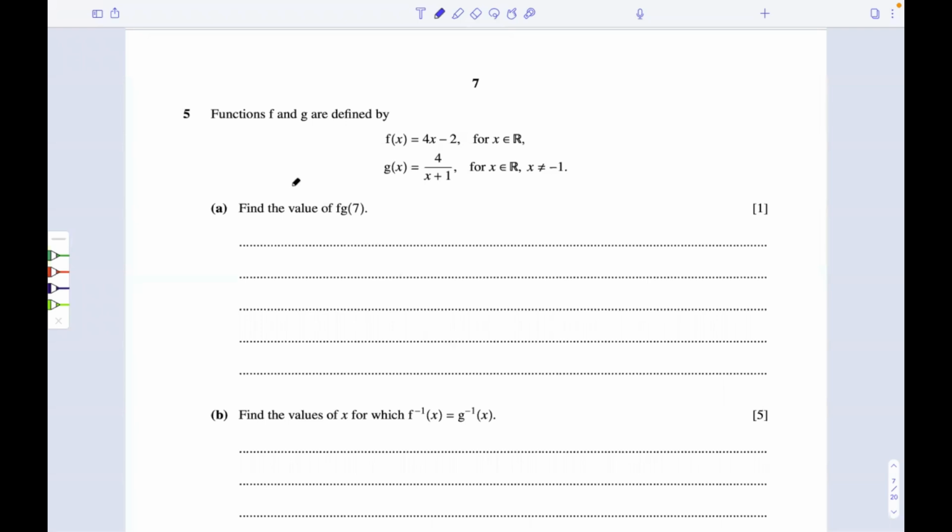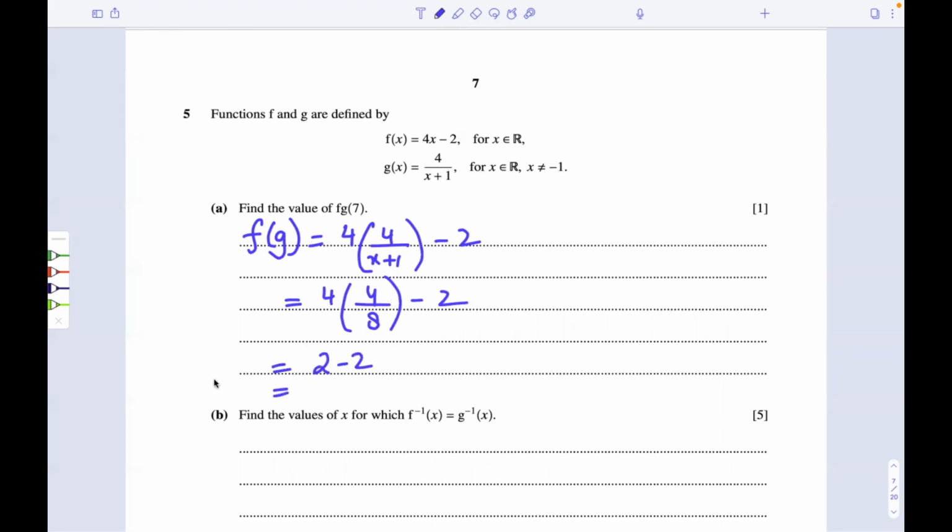Now in this question, we have two functions, and in the first part we have to find the value of fg of 7. To do that, the first step is finding fg. So fg is basically 4, and in place of x, we'll put the function g, which is 4 into 4 upon x plus 1 minus 2. Now putting 7 in place of x, we have 7 plus 1, 8, minus 2. So this is 16 upon 8, which is 2, minus 2.